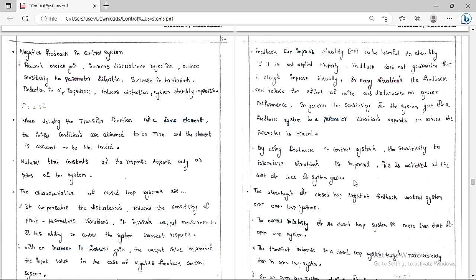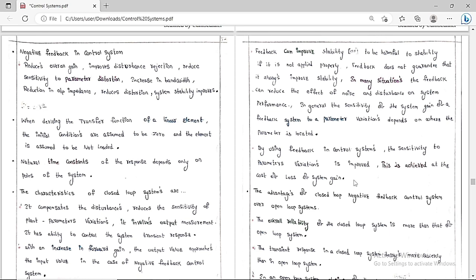When deriving the transfer function of a linear element, the initial conditions are assumed to be 0 and the element is assumed to be not loaded. This is the point you always have to keep in mind. Whenever we apply the transfer function, we always assume that the initial conditions are 0 and the element is not loaded.